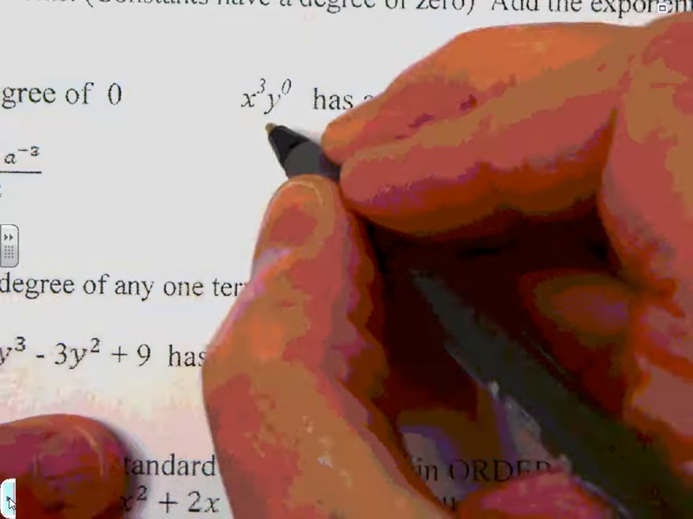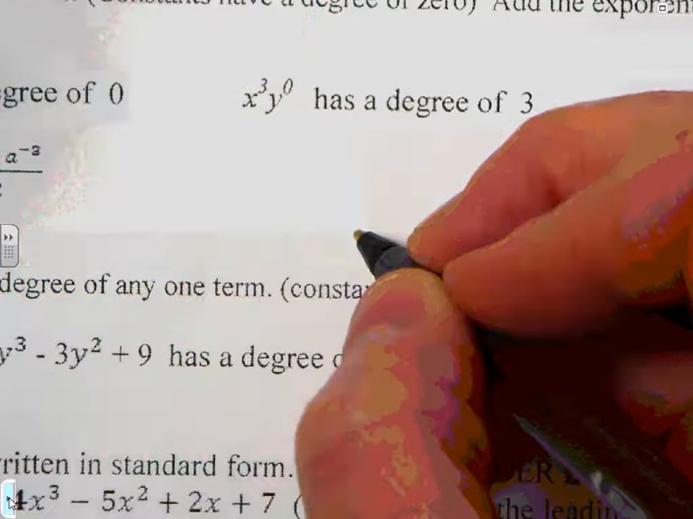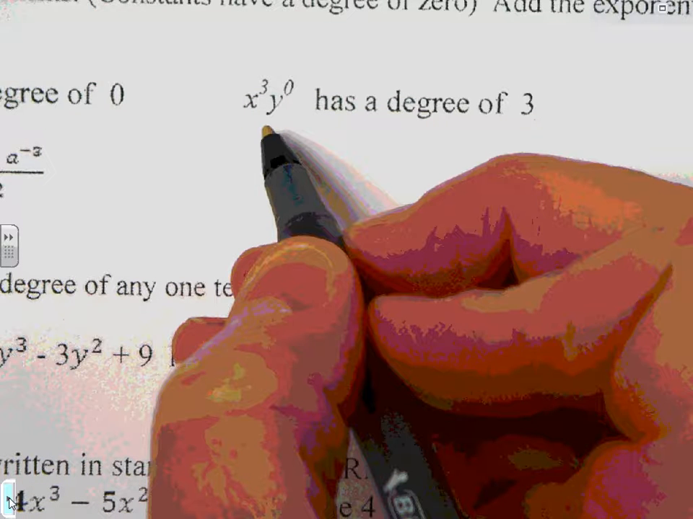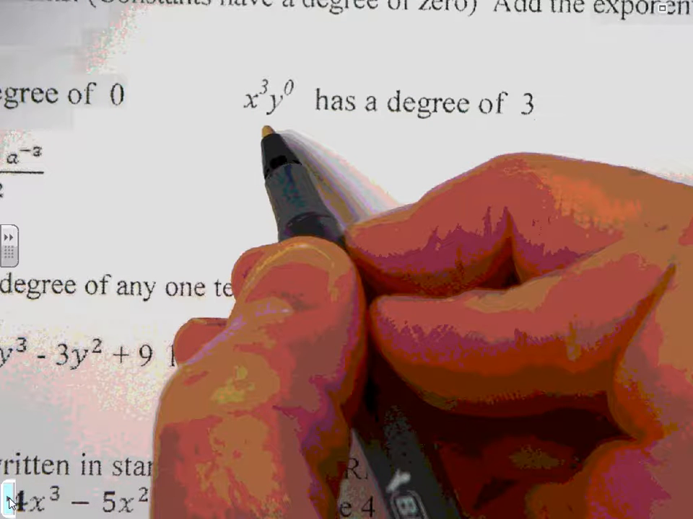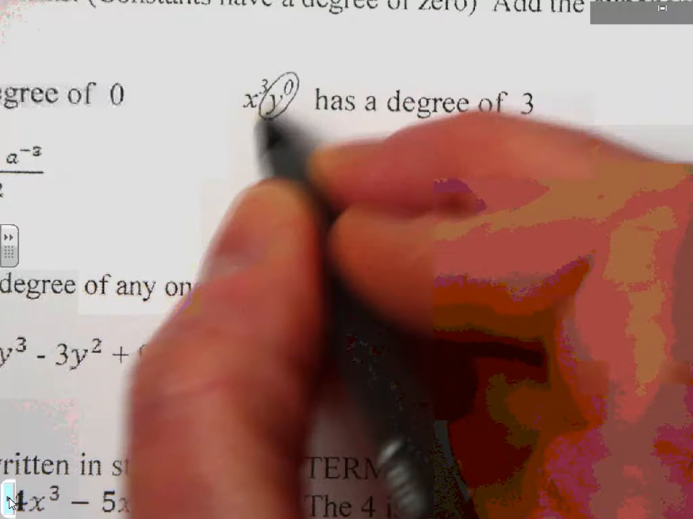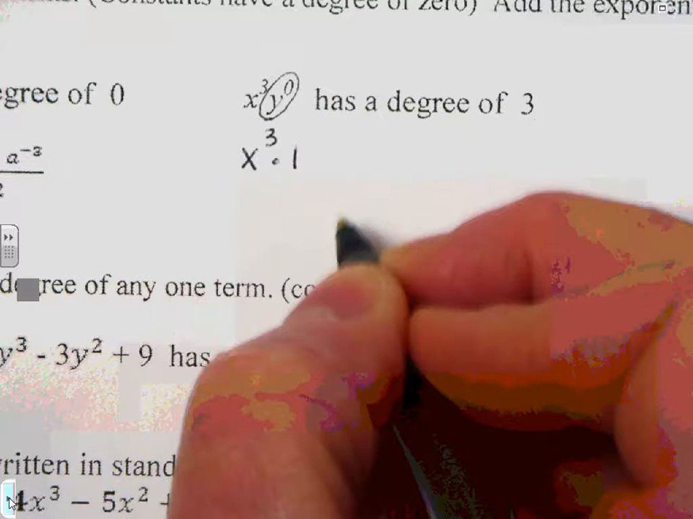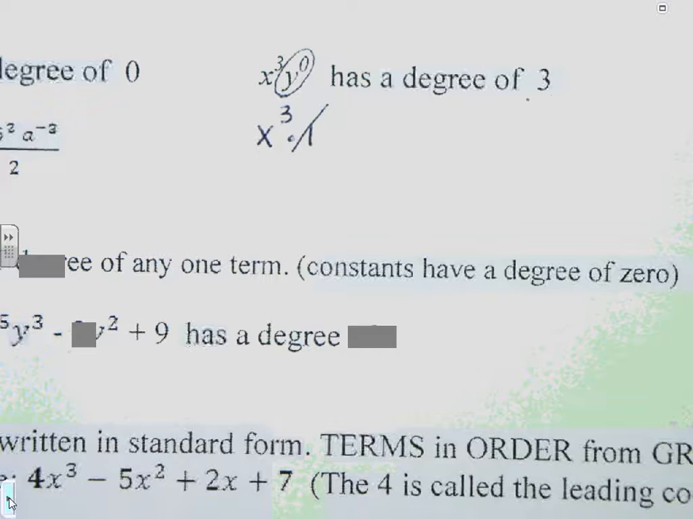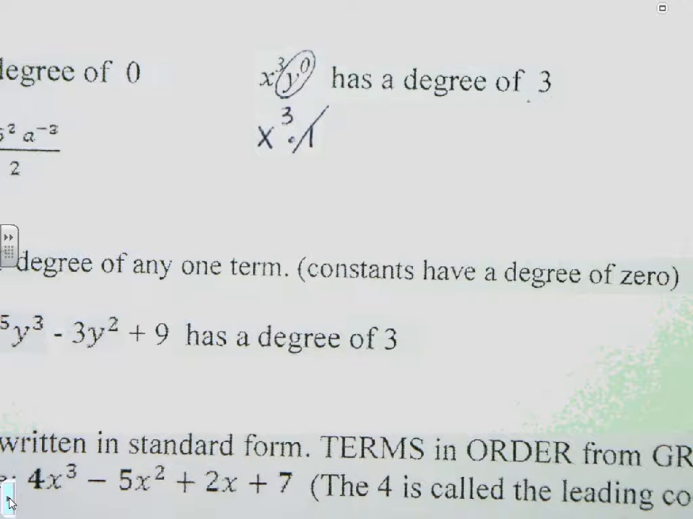And I just want to show you that it really doesn't matter if you just added the exponents on these two variables, because that's what they said to do, right? Just add the exponents. What is anything to the 0 power? 1. So I basically have x to the 3rd power times a 1. What would the degree be on this constant? 0. So it really is a degree of 3, isn't it? Even if you simplified it, you still got a 3. Does that make sense?